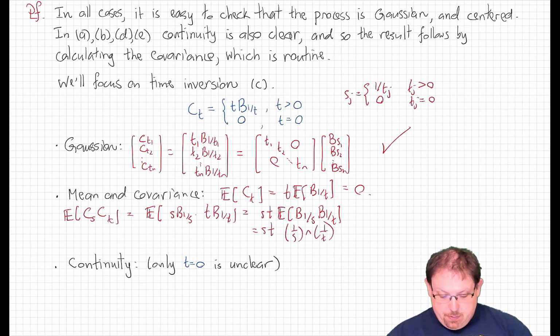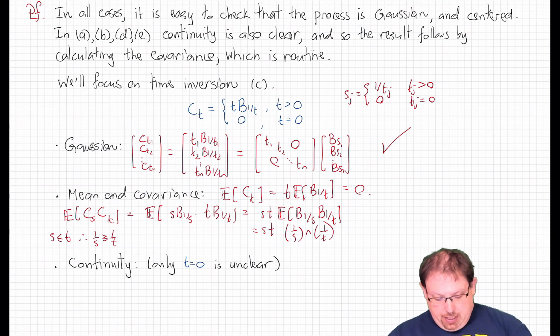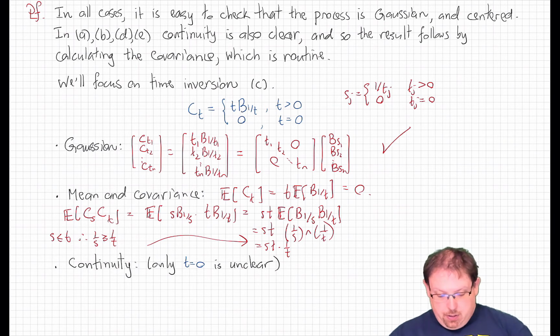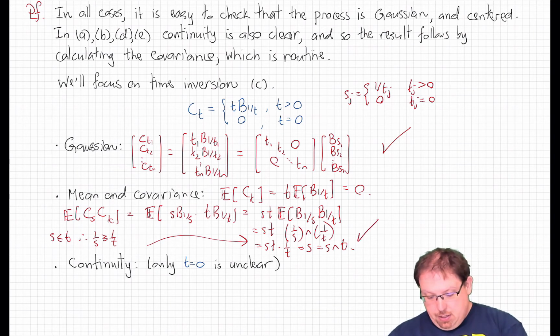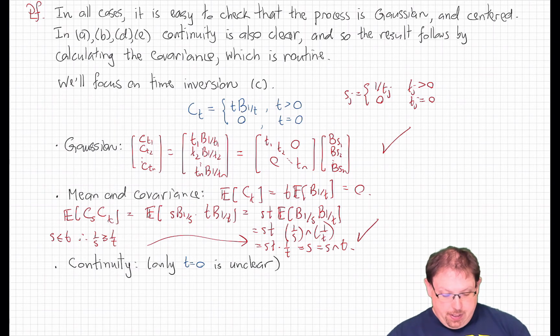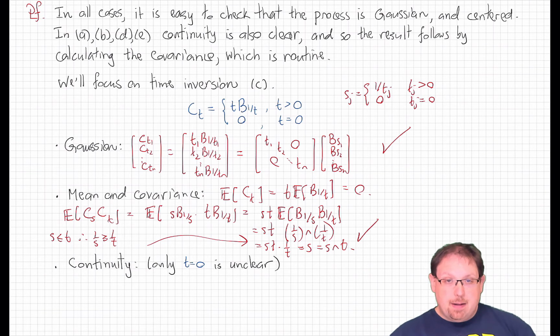Now I could write that in terms of the reciprocal of the maximum of s and t, but it's probably easier to just, let's say, take s less than or equal to t. In that case, 1/s is bigger than or equal to 1/t, in which case this becomes st times 1/t being the smaller, which gives us s, which is s min t. And by reversing the roles of s and t, we see that we get s min t in both cases. So we do have the right mean and covariance. So we have a centered Gaussian process with the right mean and covariance. In particular, that means that this is a pre-Brownian motion.